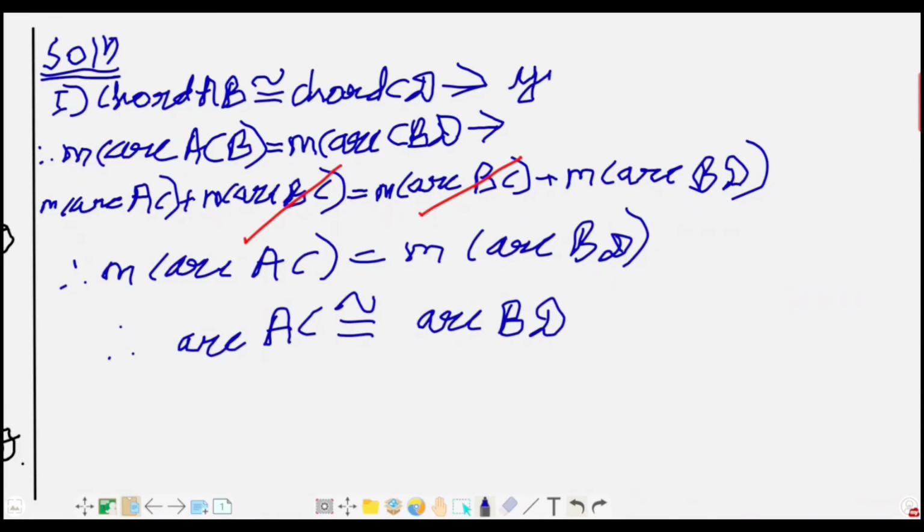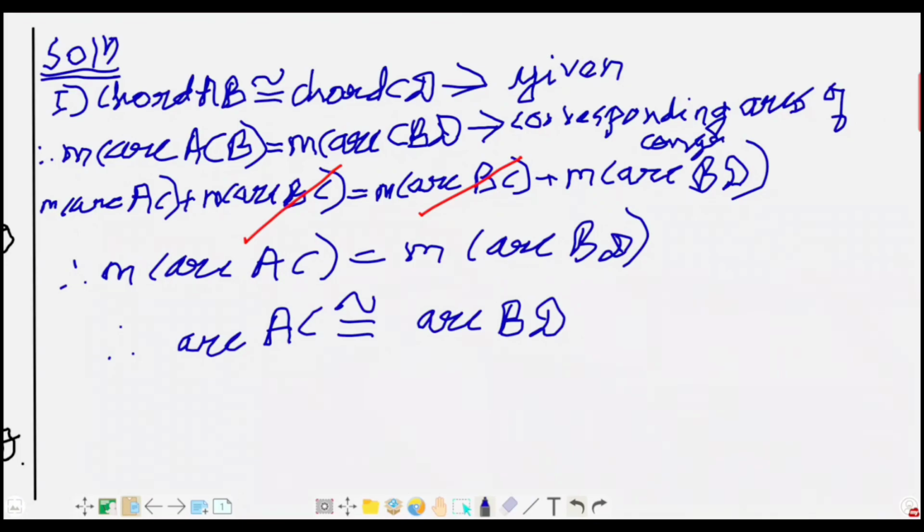So what is the reason here? Given. Here, corresponding arcs of congruent chords. So understood? This is what we have to prove. So we proved arc AC is congruent to arc BD.